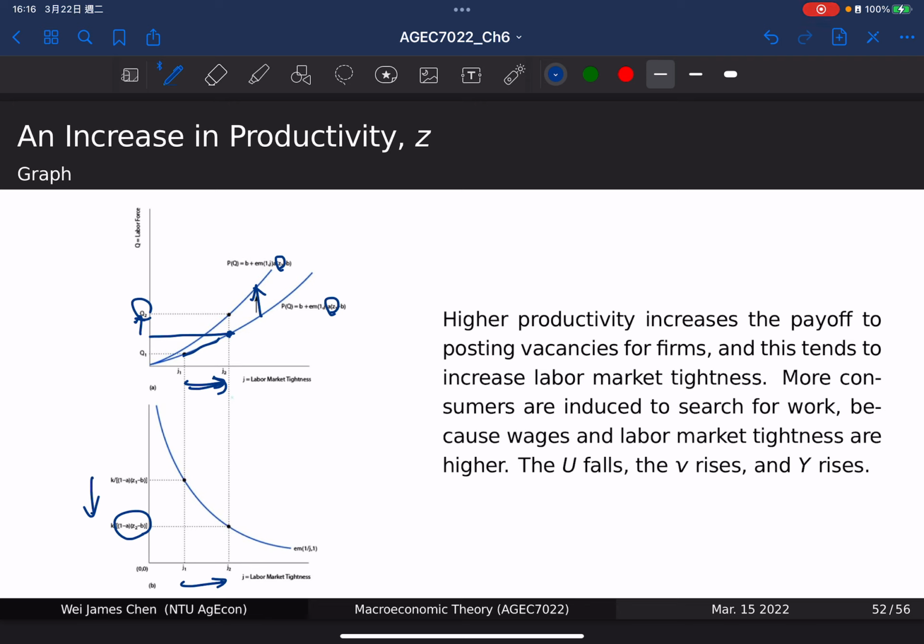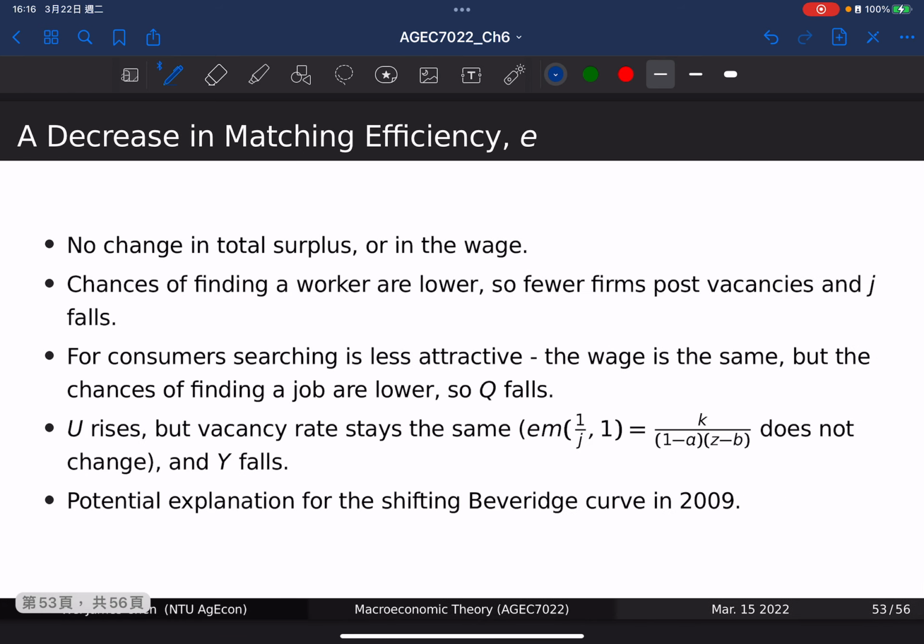And given this, you can easily check that the unemployment will fall. And if the unemployment falls, the vacancy must rise because the only thing that changes is the J. And if the J changes, they must be working in the opposite direction, because one is J and one is 1 over J. And the Y must rise because Q increases. And the E^(M-1)(J) also increases. Okay.